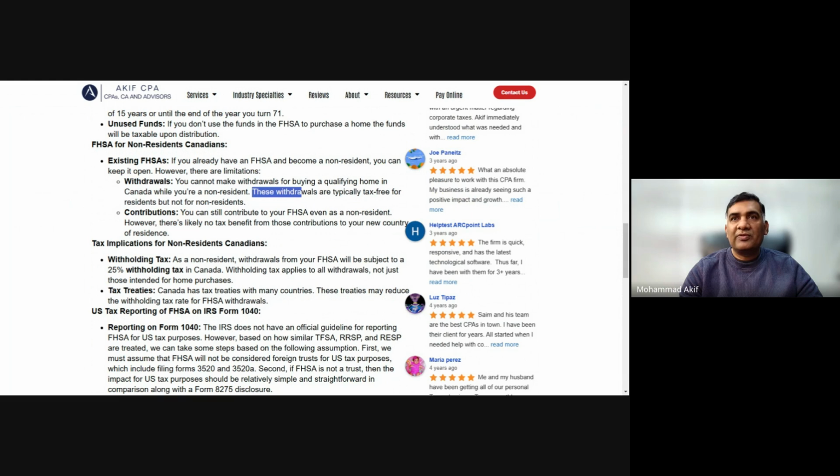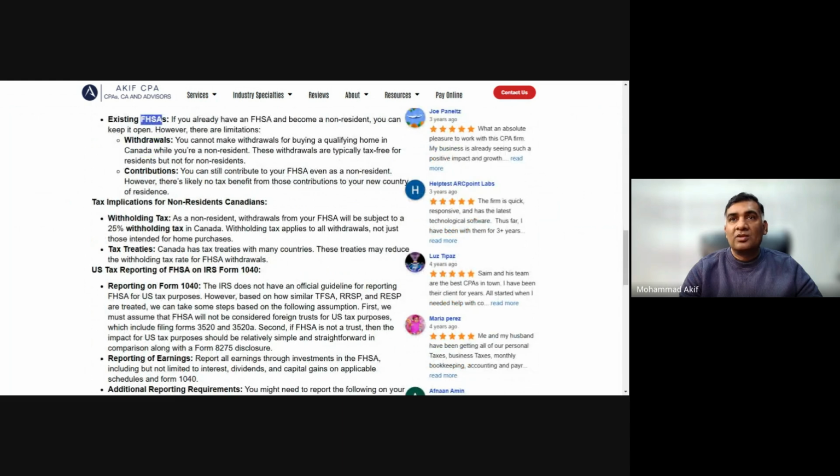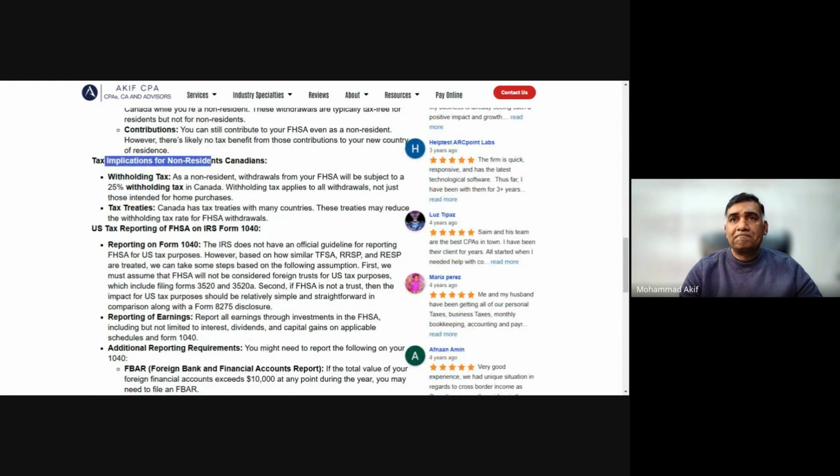These withdrawals are typically free for residents, but not for non-residents. So once you become a non-resident of Canada, and if you have an FHSA, any withdrawals will be taxable. There is a 25% withholding for non-resident Canadians.